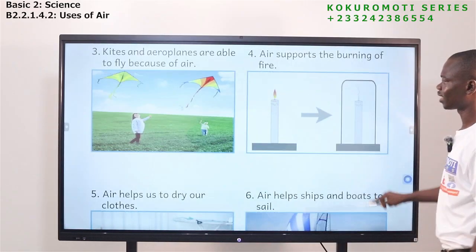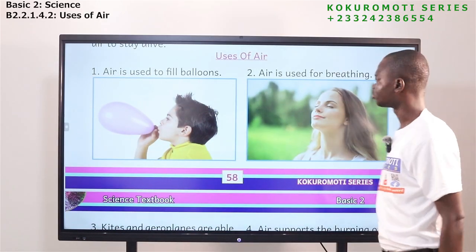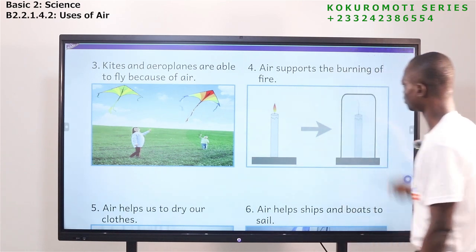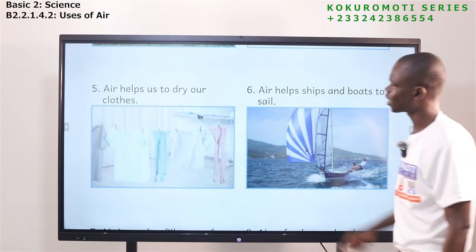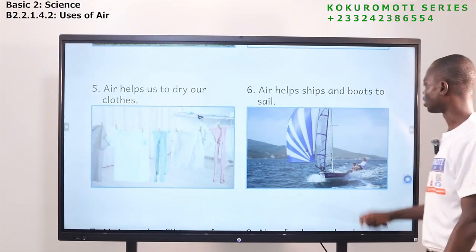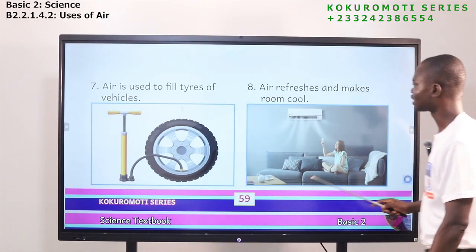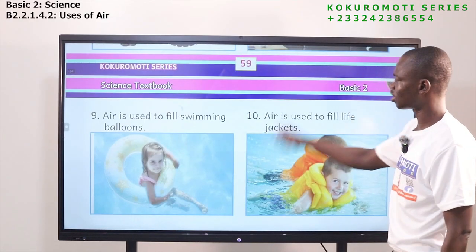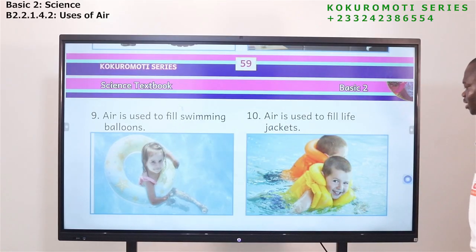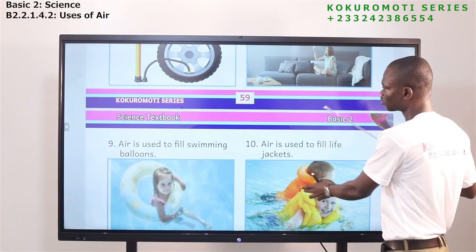These are the uses of air. We have seen 10 uses. We use air to fill balloons, for breathing, for kites and airplanes to fly, to support burning of fire, for drying clothes. Ships and boats are able to sail because of air, for filling tires, and we have the air conditioner. We also fill swimming balloons and life jackets with air. So these are the things that you should know: 10 uses of air.